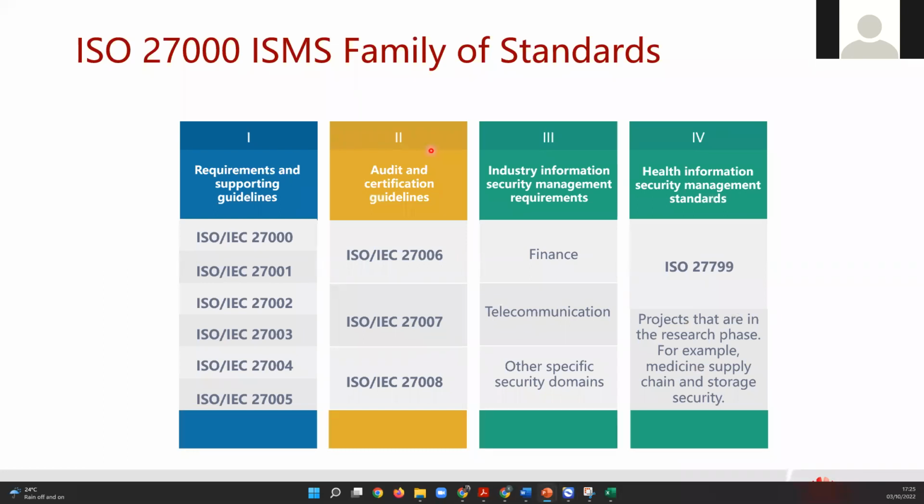So we have the ISO 27000 family of standards. Remember that ISMS is this one here. I will not really dwell on this too much. Just remember that they are in sections, Roman 1, Roman 2, Roman 3, and Roman 4. Roman 1 is all about the requirements and also the supporting guidelines. Within it, we have 27000 to 27005. Audit and certification guidelines are 6, 7, and 8.